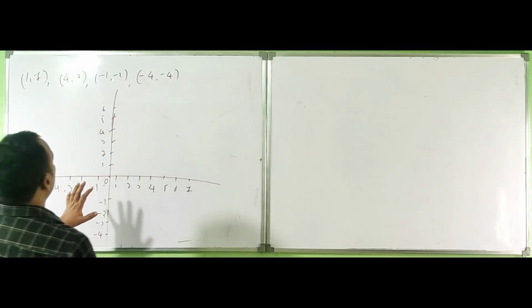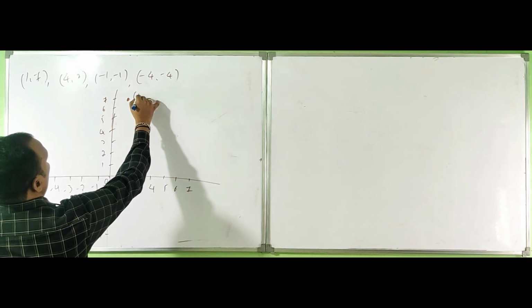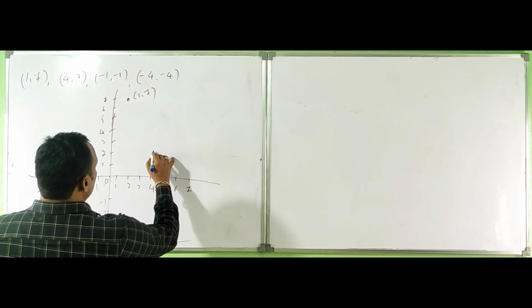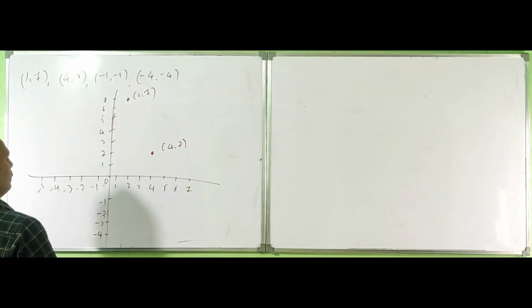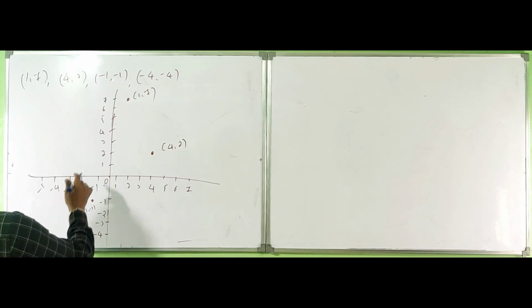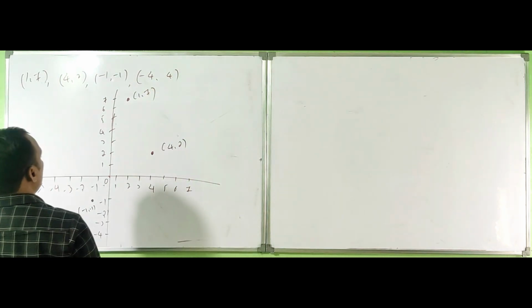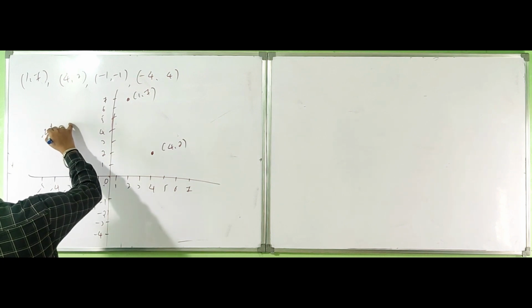The first point is 1 and 7. Second point is 4 and 2: X is 4, Y is 2. Third one is minus 1 and minus 1. Fourth is minus 4 and plus 4. This is minus 4 and plus 4.